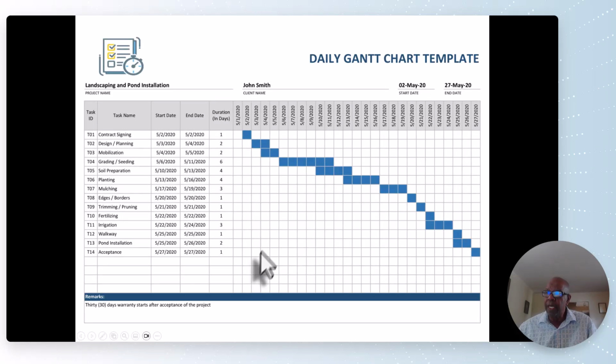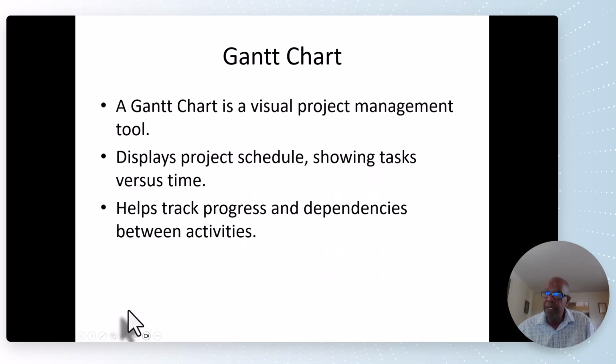Here's an example of a Gantt chart. Okay, this is just kind of an overview of what it looks like. Here are the tasks you have to do, your start date, your end date, and your duration. And this is basically a pictorial of when things are going to happen, on what dates, based on the start and end. Very good to get an overall picture of what's scheduled and when you think it's going to be completed. Gantt charts: a visual project management tool that displays the project schedule and helps track progress.